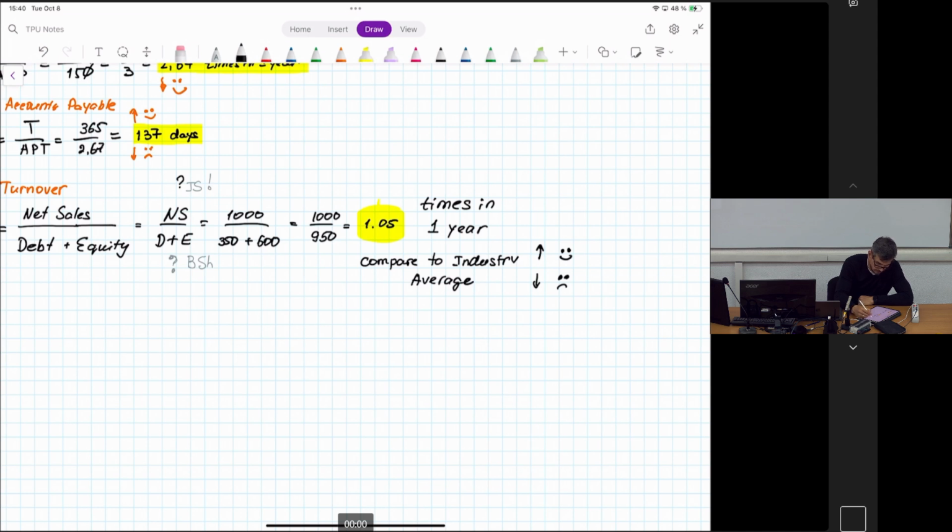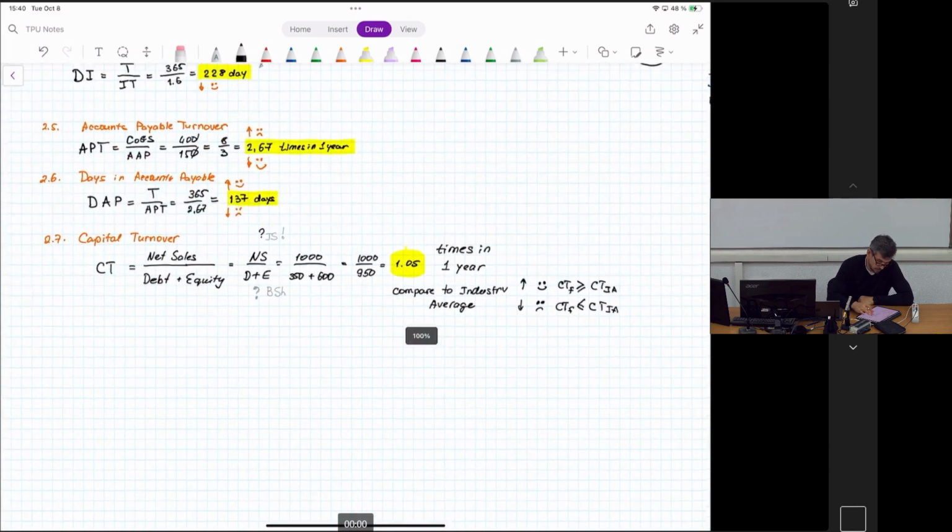Or I can do the capital turnover is more than capital turnover for industry average. That's a smile. If the capital turnover of the firm is less than capital turnover of the industry average, that's not so good. If it's growing, it's good. If it's going down, it's not so good. Because we want to be effective, effective means faster, faster, faster. Okay, any questions so far?